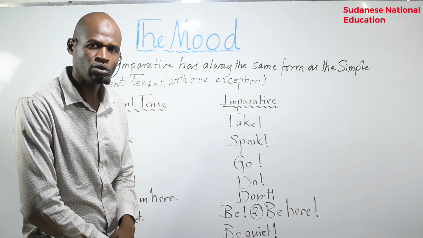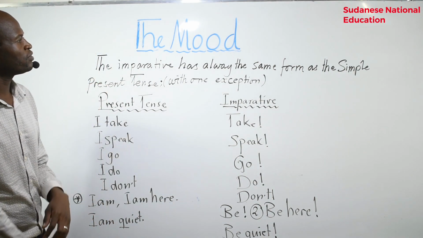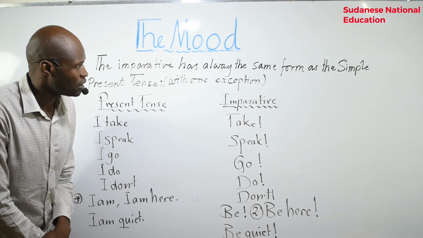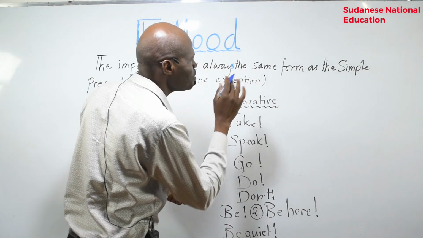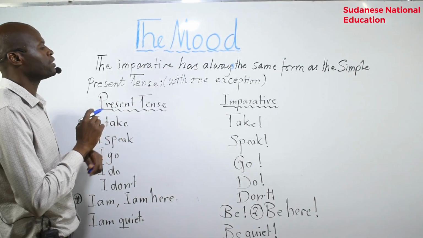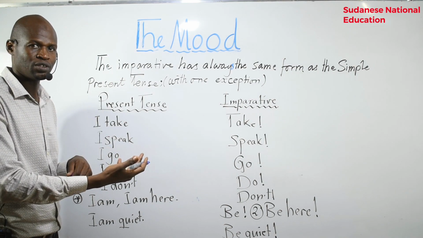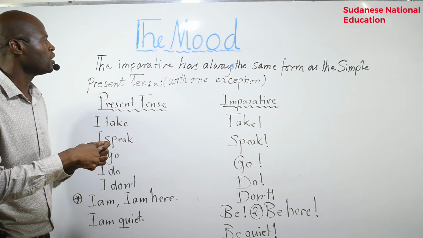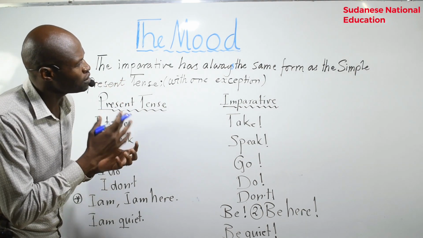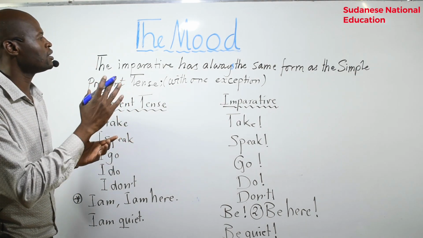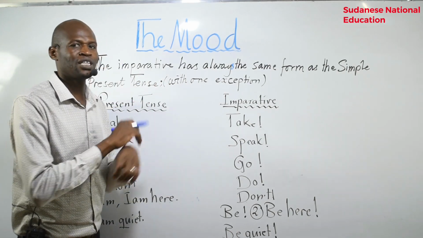More about the mood of the verbs. Also, I'd like to discuss the imperative. This imperative has always the same form as the simple present tense. As we said, the mood shows the manner of the verb when we speak. But the imperative, as we said, has always the same form as the simple present tense, with only one exception.